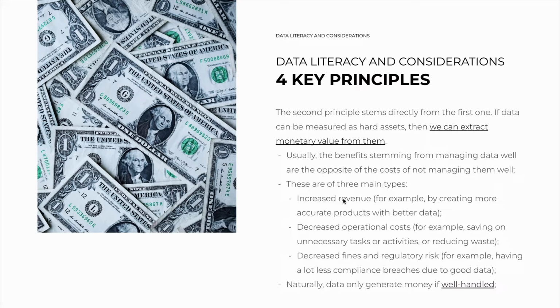The first is increased revenue. That is, by having more accurate product information, you can create better products, or you can even actually sell the data, or you can have better marketing campaigns. Increased revenue. The second type is decreased operational costs. More accurate information helps you to save on unnecessary tasks or activities, or reducing waste in terms of unnecessary people, unnecessary cost centers, unnecessary products, unnecessary shipments, and so on.